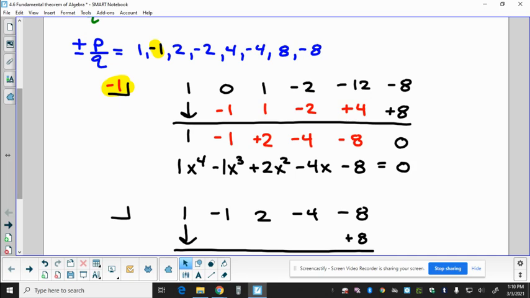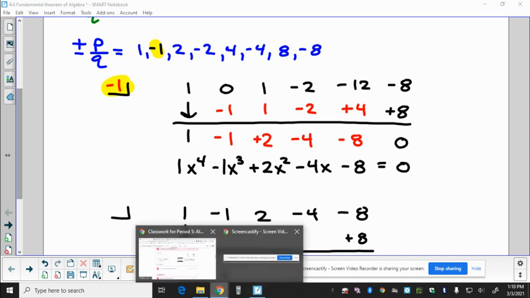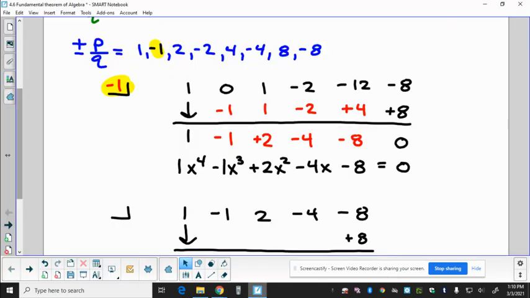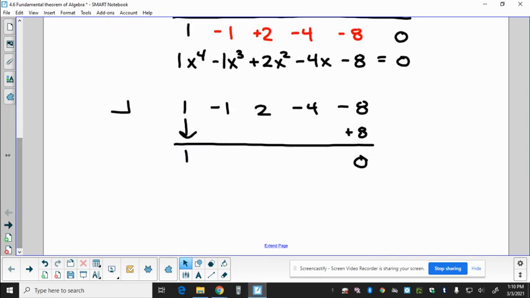So now we look at this and think, all right, what might work now? So I want everybody to think about that for a moment. How about we try a 2? I'm thinking that might work. And it does. So now we know that 2 is a solution.